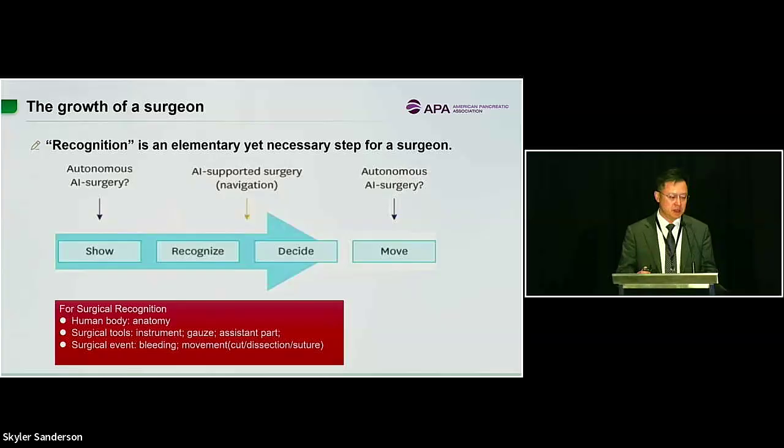Machine or human must identify the structure. And then the surgical tools, instruments, gauze, system parts, and also we have to know about the surgical events, such as bleeding, and the movements of a human, such as cut, dissection, and suture.